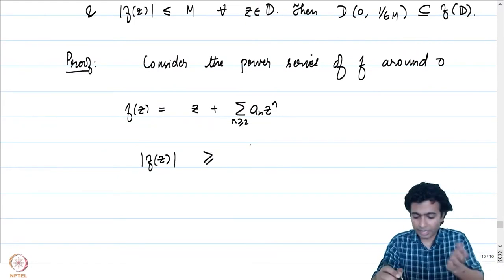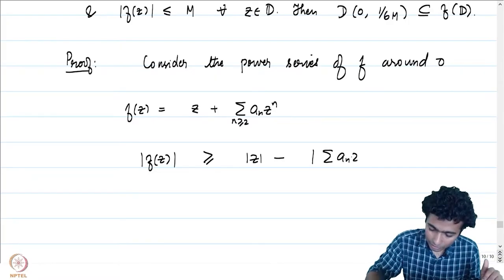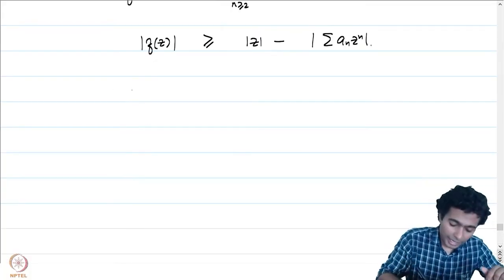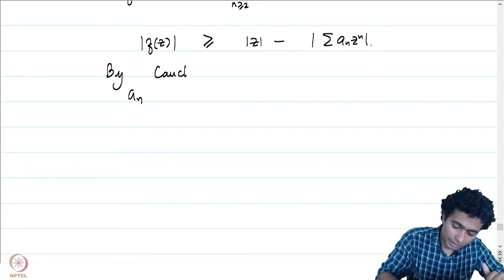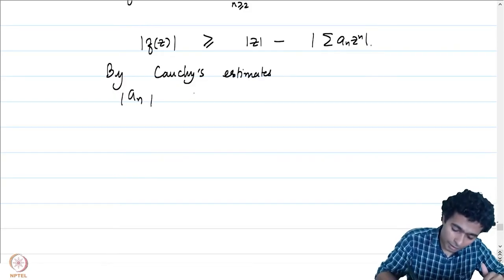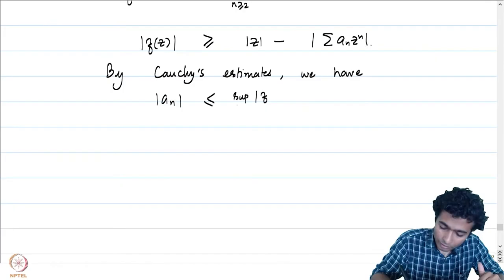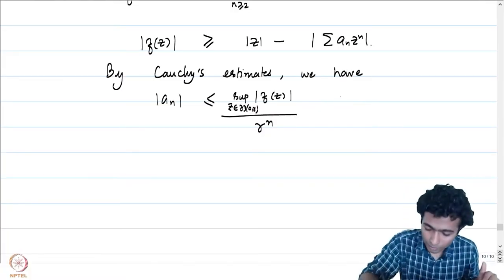And therefore, the absolute value of f of z is greater than or equal to the absolute value of z minus the absolute value of the summation a_n z to the power n. Let's focus on the second term. If you look at a_n, what is a_n? By Cauchy estimates, we can say something about a_n. Cauchy's estimates tell us that the absolute value of a_n is bounded by the supremum over z in the boundary of the disk of radius r of the absolute value of f of z, divided by r to the power n. And this we know is bounded by M, right?